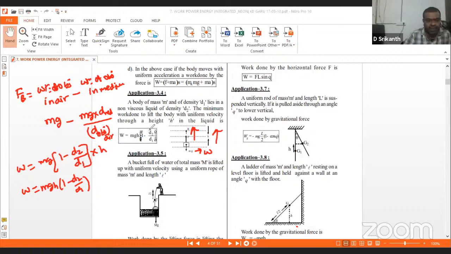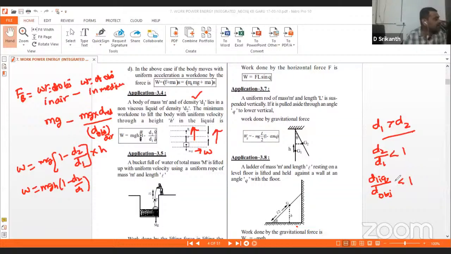So in this case, the object is immersed in a liquid of density d2, the object is having a density d1 and the liquid is having a density d2. Object means it will be in the solid shape. Obviously, density of the solid is greater than density of the liquid. So d1 will be greater than d2. So d2 by d1 will always be less than 1. That is density of the liquid by density of the object will always be less than 1.